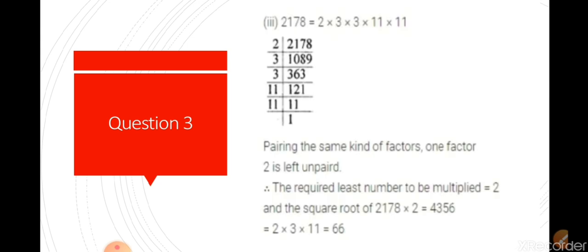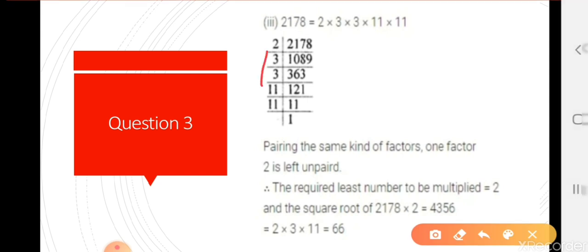According to the question, it means that 2178 is not a perfect square. So when we do prime factorization, all the numbers will not get their pair. When we have taken out prime factorization, we have seen that here is one pair of 3, then a pair of 11. We can see that 2 is left unpaired. Pairing the same kind of factor, one factor 2 is left unpaired. Therefore, the required least number to be multiplied is 2.